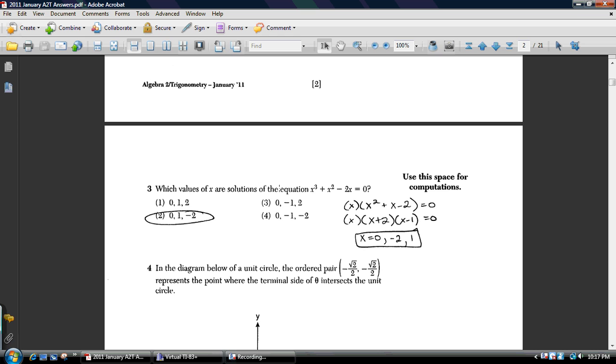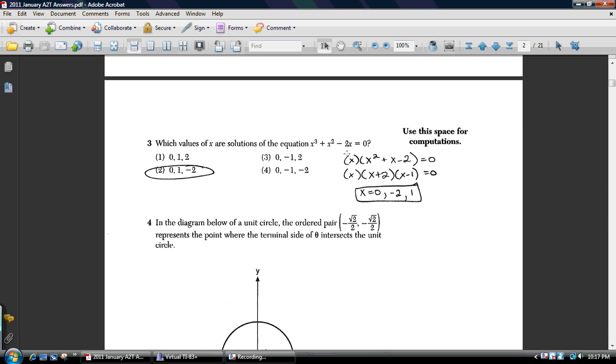Which values of x are solutions of this equation? Well, here's what you do. You factor it. These terms all have x in common. If you pull out the greatest common factor x, you get this. Factor that. Set them all equal to 0 and solve. You get 0, negative 2, and 1.